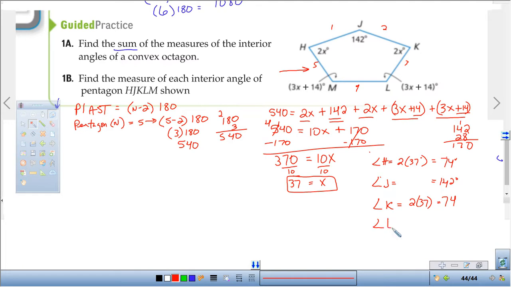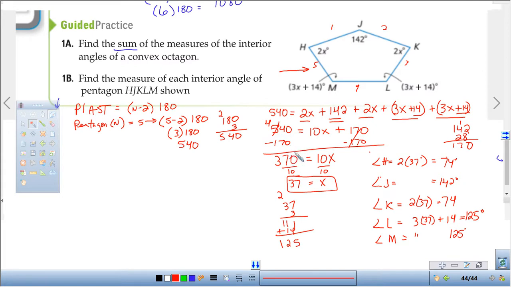Angle L is going to be 3 times 37 plus 14. I'm going to work on the side over here. 37 times 3: 21, 9, 10, 11, 111, and then add 14 to it. That gives me 125. And thank God it's the same numbers, right? Angle M, I'm just going to say 125, and let's just put ditto. What do y'all think about that one? Not too bad.